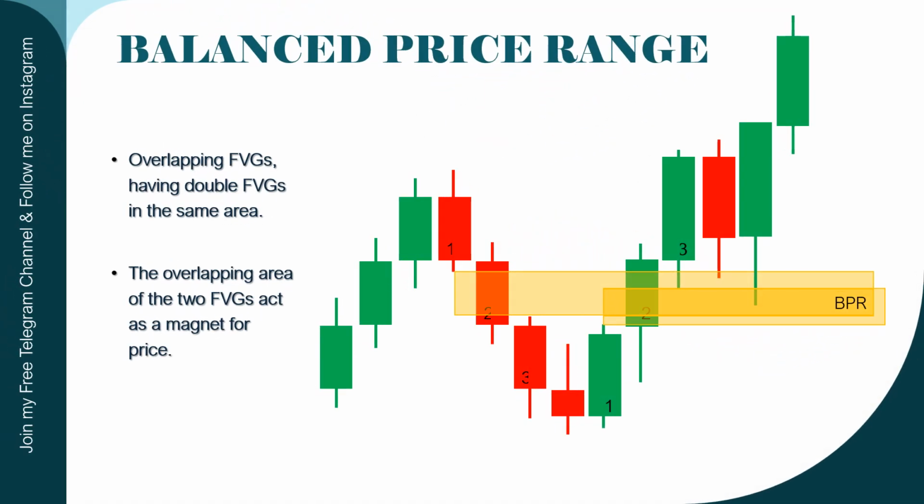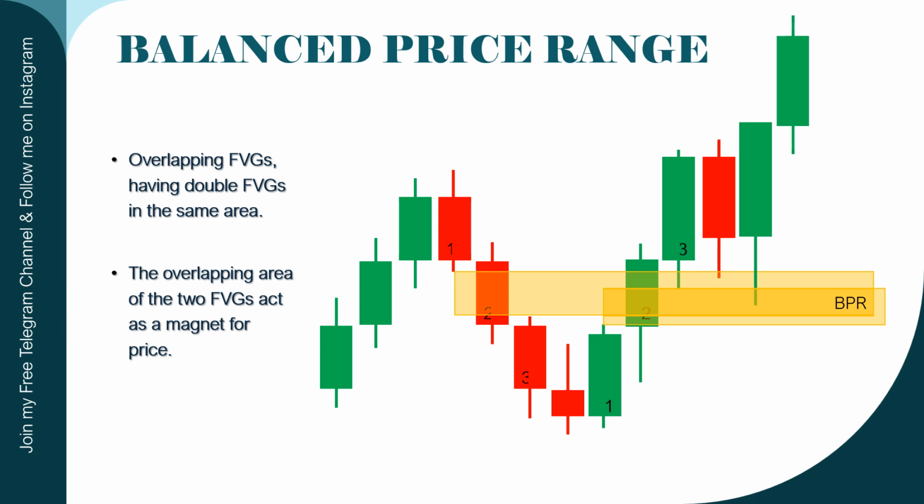And our fourth fair value gap example is a balanced price range. Among these fair value gaps, this is actually my favorite. This one tends to be of higher quality compared to the other three. What happens in this case is that, just like an inverse fair value gap, you have this level, a CB, okay? You have this bearish fair value gap, which is destroyed.